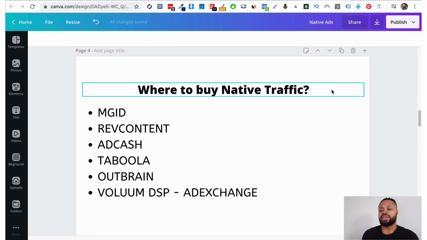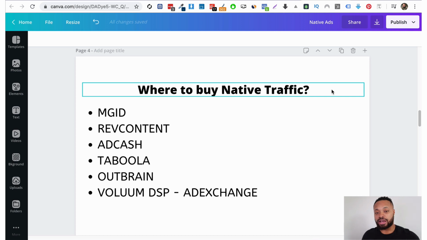Now, you may be wondering, where do I buy native traffic? There are plenty of places, and depending on the vertical you're running, you may have a preference for a specific native ad network. There's MGID, RevContent, AdCash, Taboola, Outbrain, and much more, and then there are demand side platforms such as Volume DSP, which are essentially ad exchanges. So rather than having to apply for all these different networks, get approved for all these different offers, and test them all out separately, which takes so long.